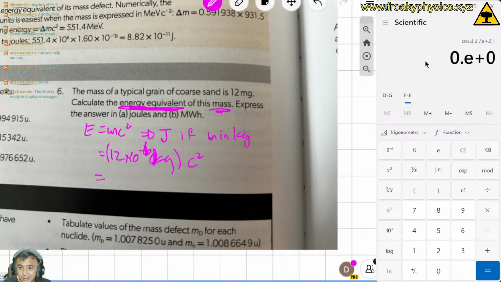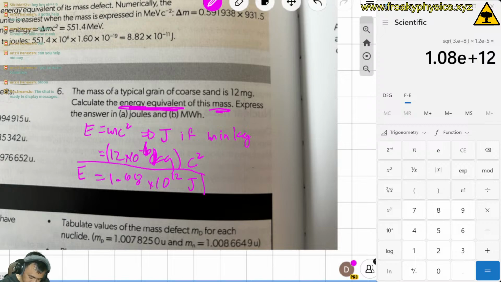So c is 3 times 10 to the 8. 3 exponent 8, square that, and then times 12 exponent negative 6. That gives you a total energy equivalent of, that's a lot of energy if it all got converted, 1.08 times 10 to the 12 joules.